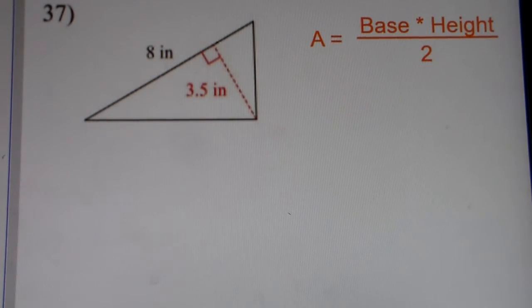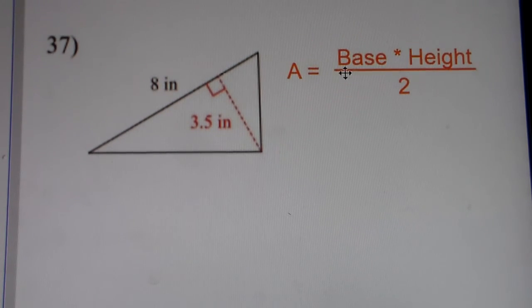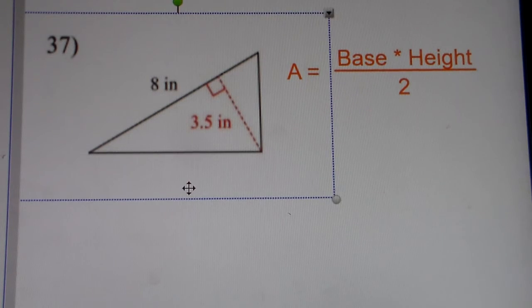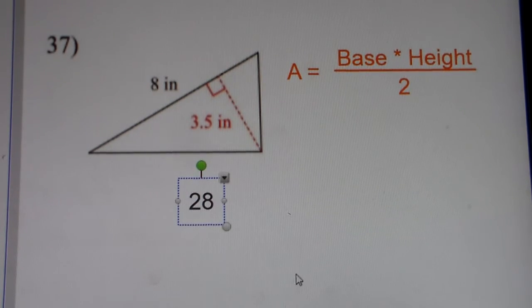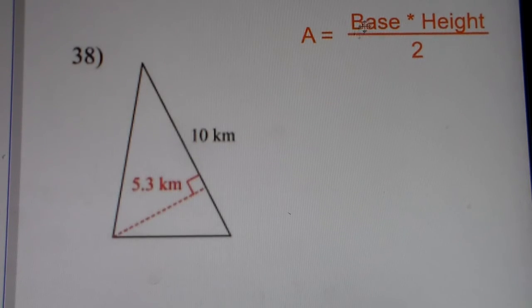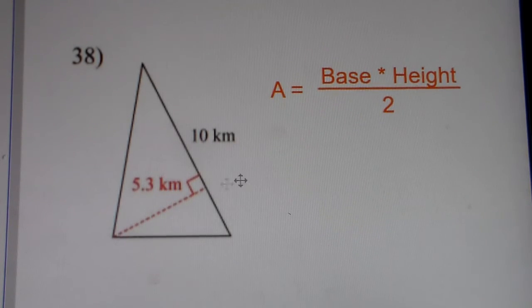Number 37, to find the area of this triangle, you do 3.5 times 8. 3.5 times 8 is 28. So the area of this triangle is 28 inches squared. Number 38, 10 times 5.3, that's 53 kilometers squared.